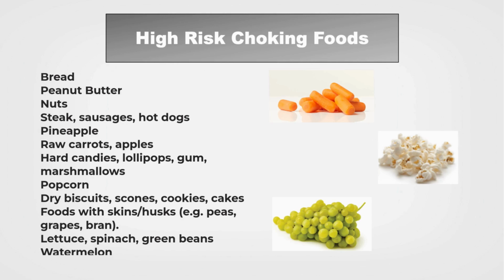High-risk choking foods. Bread. Peanut butter. Nuts. Steak, sausages, hot dogs. Pineapple. Raw carrots, apples. Hard candies, lollipops, gum, marshmallows. Popcorn. Dry biscuits, scones, cookies, cakes. Foods with skin/husks, e.g., peas, grapes, bran. Lettuce, spinach, green beans. Watermelon.